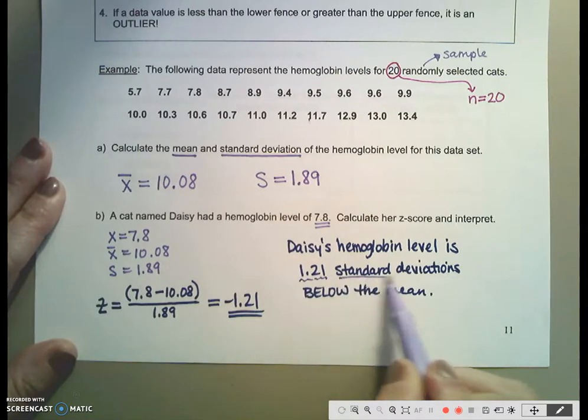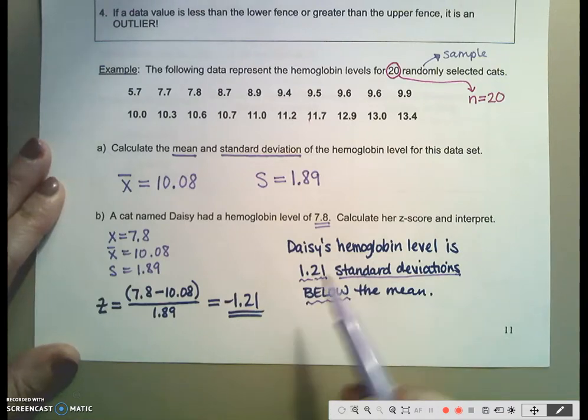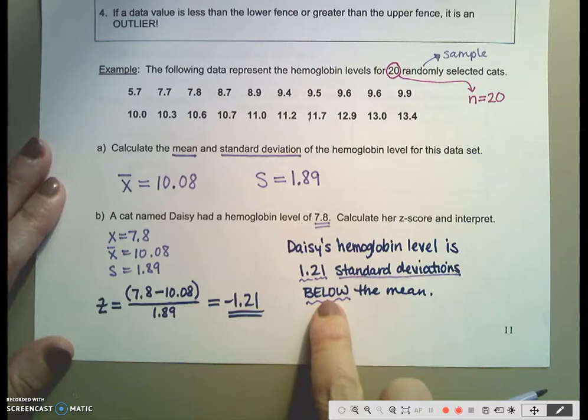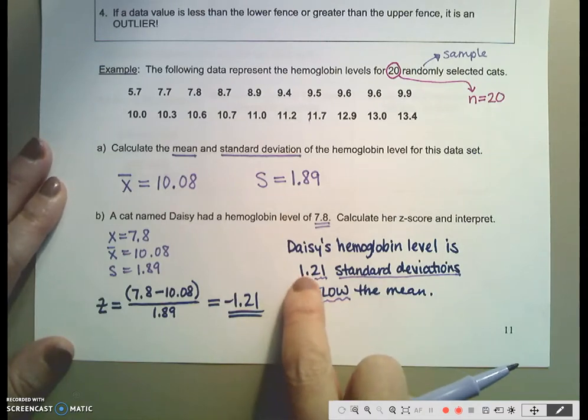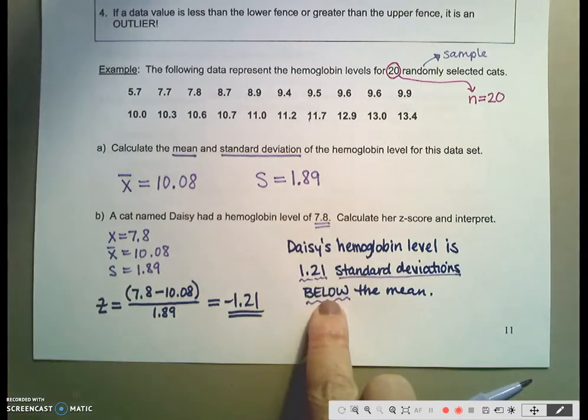I want you to mention standard deviations, and then you tell me if it's above or below. You'll notice I did not put a negative here, because when we speak in words or when we write in words, it's a little different than how we write numbers. When I said below, that was the negative. If I said negative 1.21 standard deviations below, that's like having a double negative in my sentence.